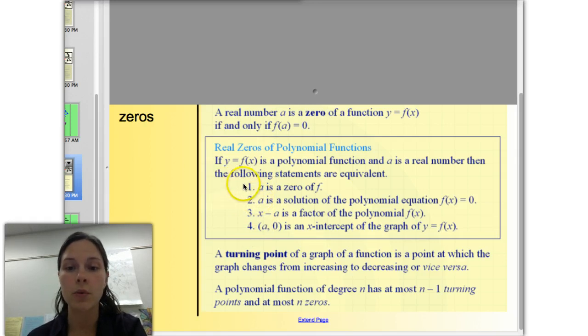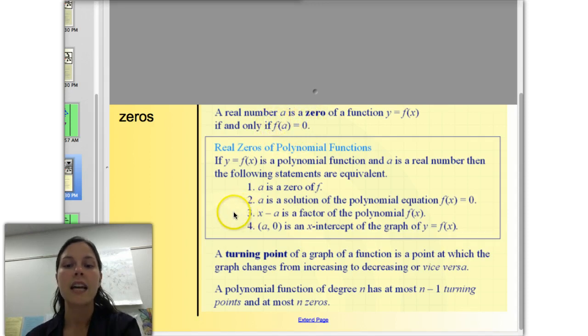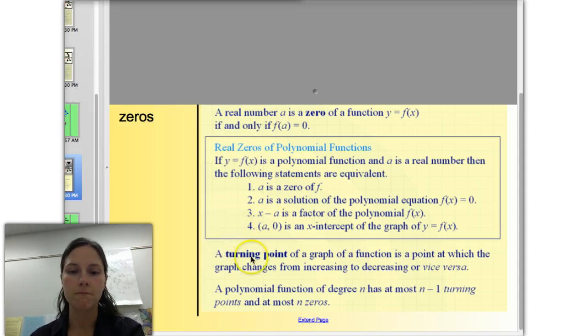So what we looked at already, number 1, a is a 0 of f. Number 2, a is a solution of the equation f of x equals 0, so that's what we were talking about up here. Substituting it in makes the function equal to 0. Number 3 is another way of saying it, that x minus a is a factor of the polynomial. So if you know that this a value, let's say 2, is a 0 of the function, you could factor out x minus 2 from the polynomial. And then finally, that it's an x-intercept. So 0 and x-intercept are interchangeable terms.